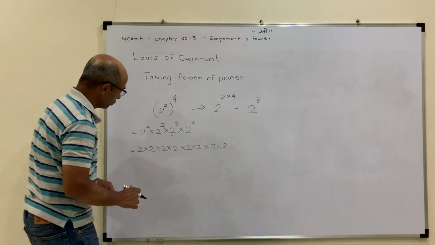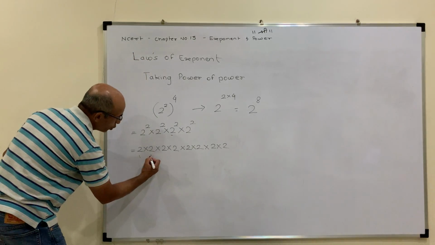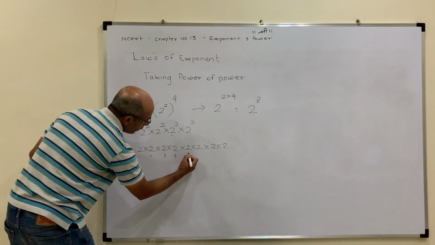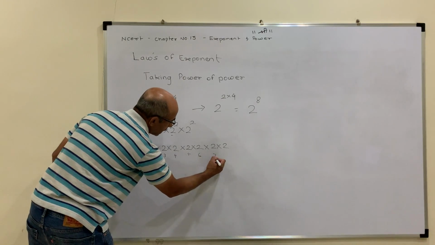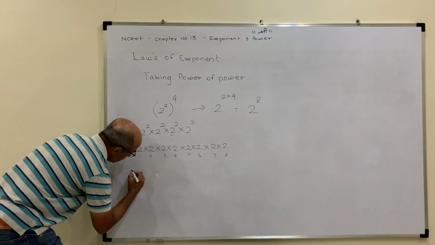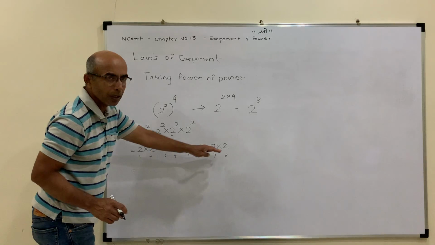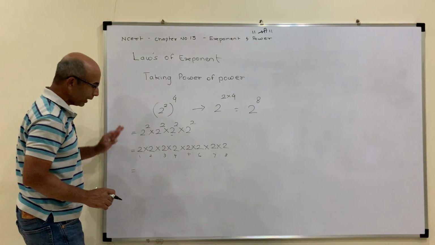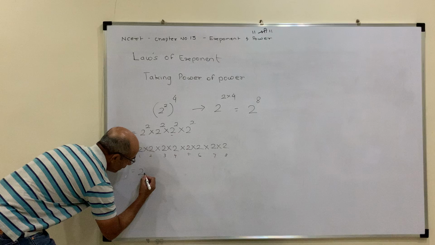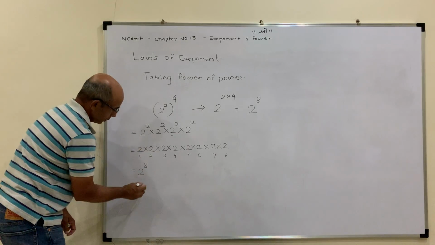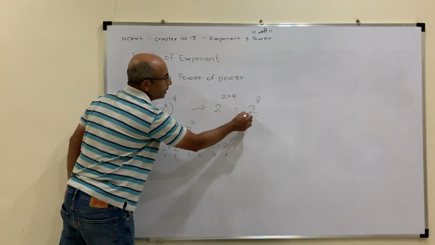Now let's convert it to the exponential form. So 1, 2, 3, 4, 5, 6, 7 and 8. So how many times is 2 multiplied by itself? 8 times. So my answer will be 2 raised to 8. So this one and this one come out to be the same.